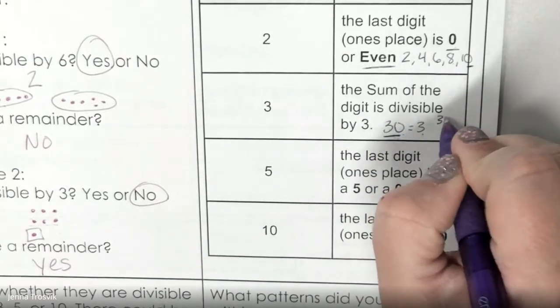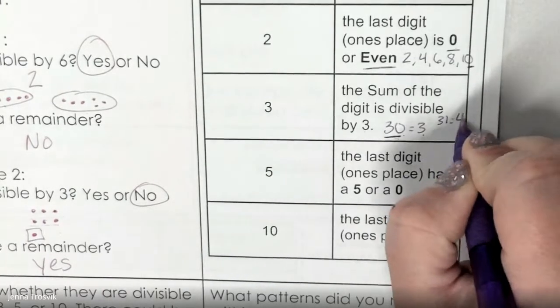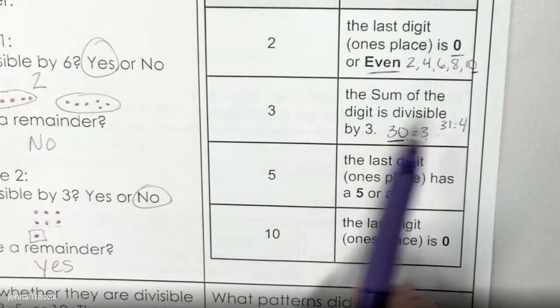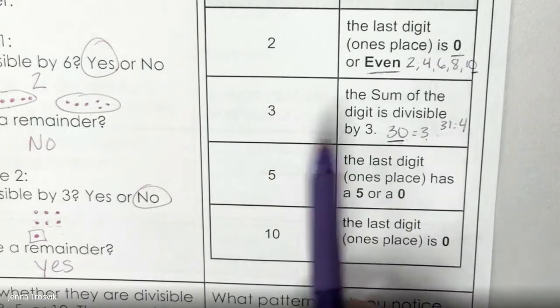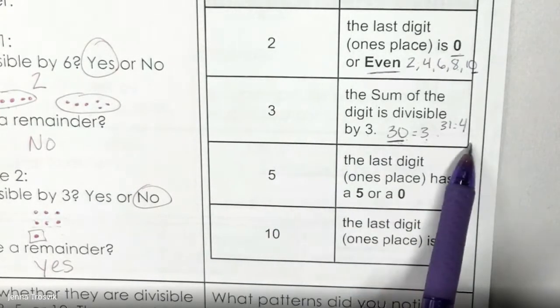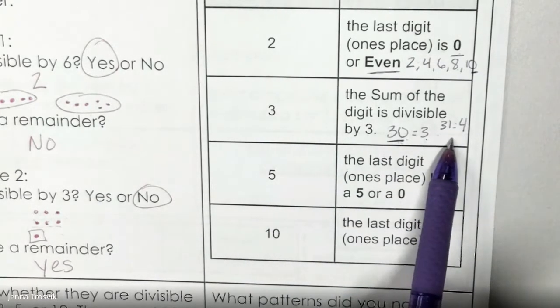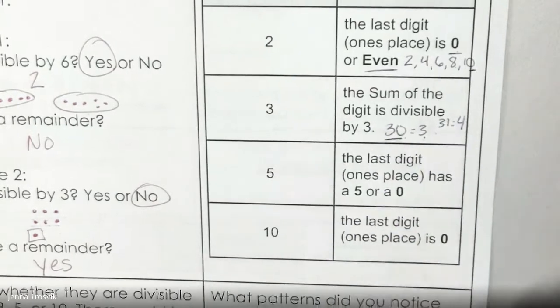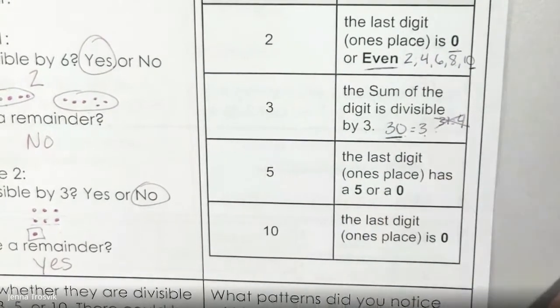Say I have 31. 3 plus 1 would equal 4. 4 is not a multiple of 3, and I cannot divide 4 equally by 3. So therefore, 31 would also not be divisible by 3. This one would not work.